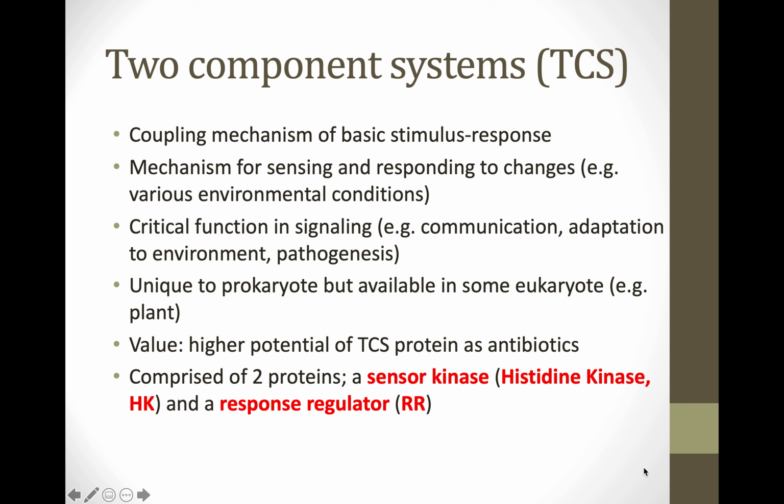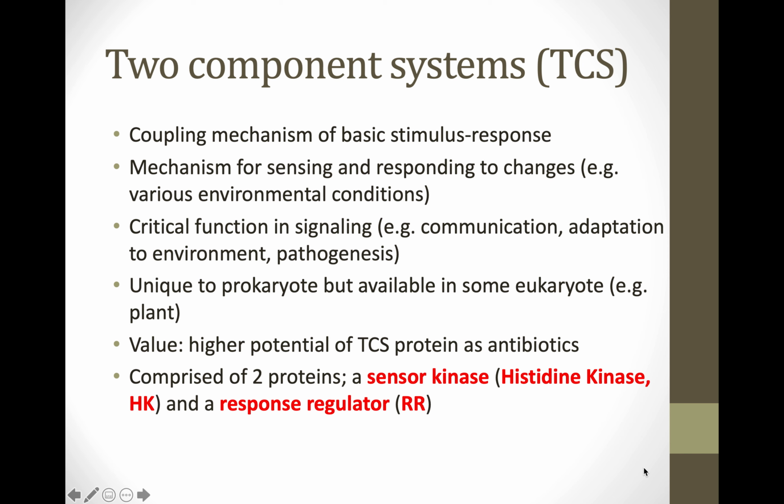A lot of the time TCS is unique to prokaryotes, but it is also available in some eukaryotes, for example, in plants. So don't be surprised if you hear of a two-component system in plants, because certain plants do have two-component systems as well. But of course, this is mostly for prokaryotes. So what is the value of TCS? There is higher potential of TCS proteins as antibiotic targets, for the bacteria to survive.